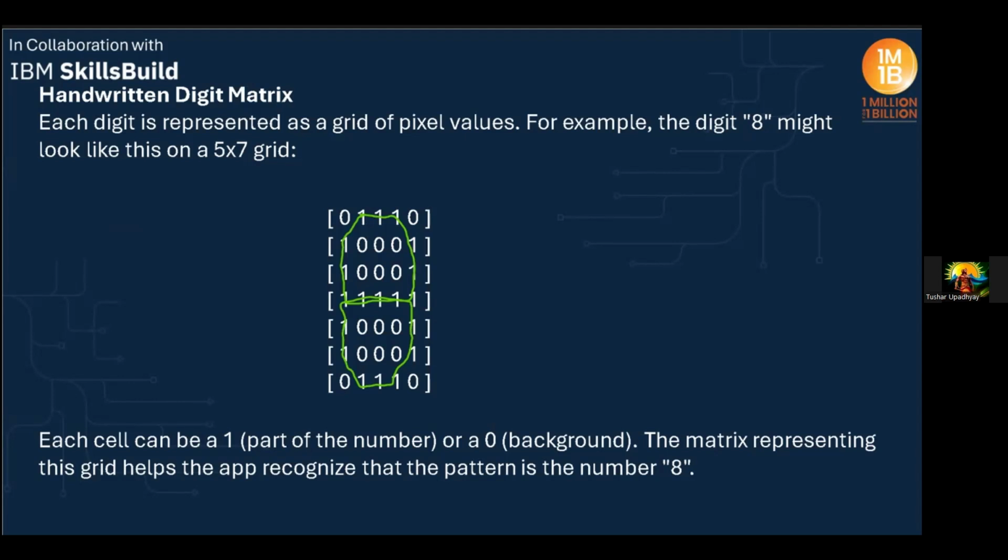Now, if I take a 3 by 3 grid, how will the number 8 look? What will be the matrix in the form of 1s and 0s? Anybody? Yes? Anybody? Will it be all ones? Yes. Very nice. Very good.